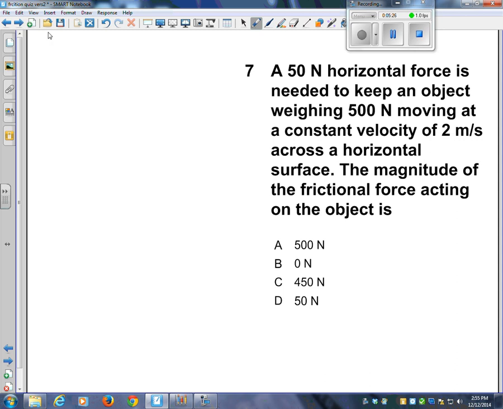A 50 Newton horizontal force is needed to keep an object weighing 500 newtons moving at a constant velocity of 2 meters per second. The magnitude of the friction force acting on the object is, oh, I've asked this question before.